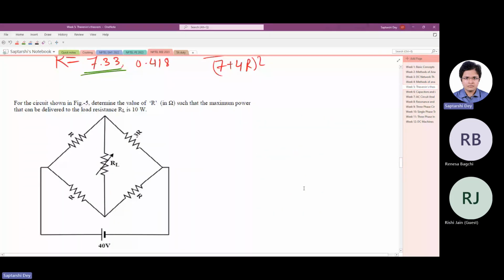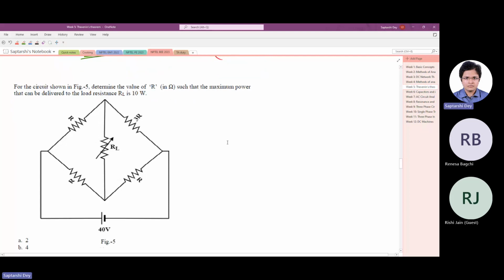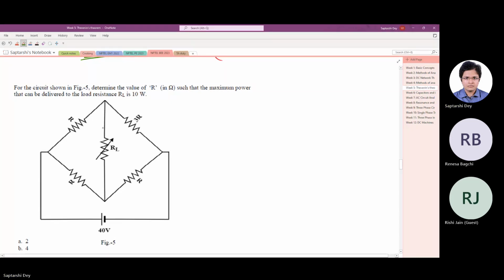Renessa asked one day about how to redraw the circuits. Maybe in this case, we will have to redraw the circuit. So it says that for the circuit shown in figure 5, determine the value of R such that the maximum power can be delivered to the load. Again, same question, we have to Thevenize. So first we will find out the equivalent resistance between these 2 points.